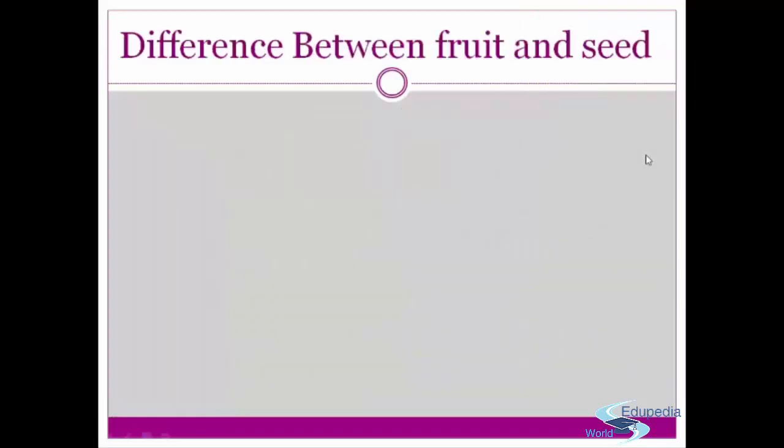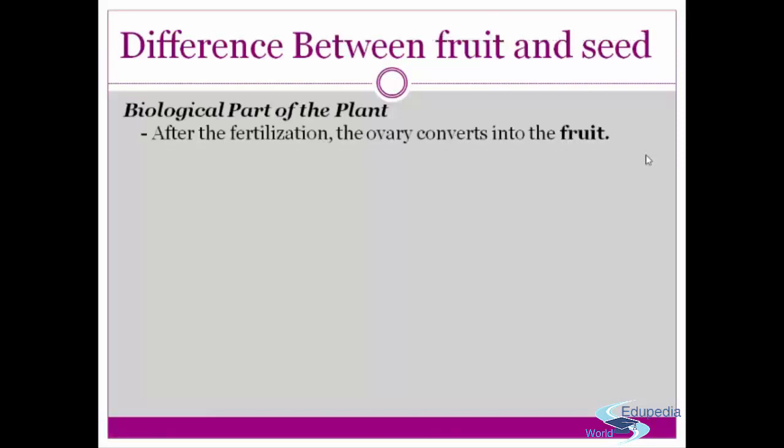Difference between fruit and seeds in terms of biological part of the plant. After fertilization, the ovary converts into the fruit, while the ovule converts into the seeds. Ovary converts into the fruit, ovule converts into seeds.